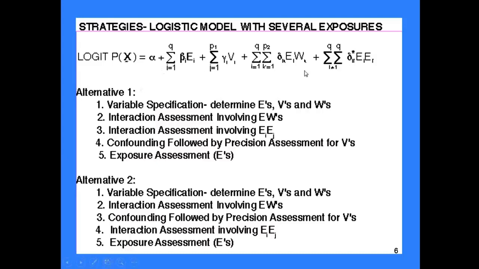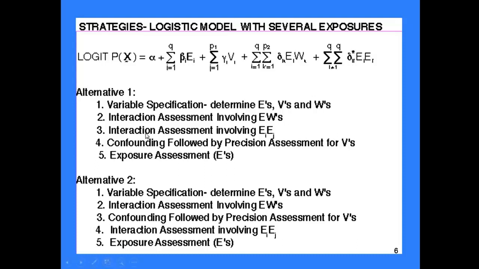I showed you the general form of this model very briefly, and then I said there may be some other ways to do this, but there are two alternatives that I talked about for going about the modeling strategy for dealing with this situation. Both of these alternatives started the same way, with variable specification, and the second step involved evaluating the interactions between the exposure variables and functions of the C variables. That would be EW variables. But the two alternatives differed in what the third step was.